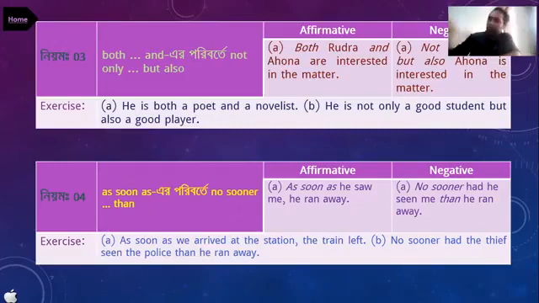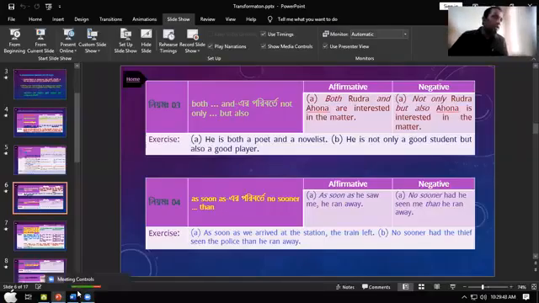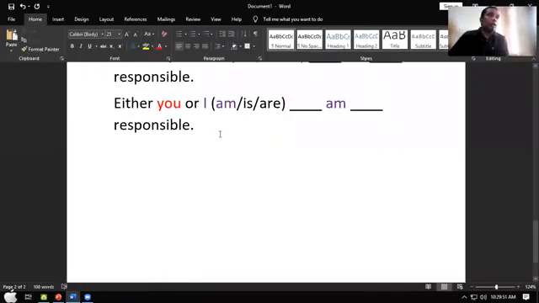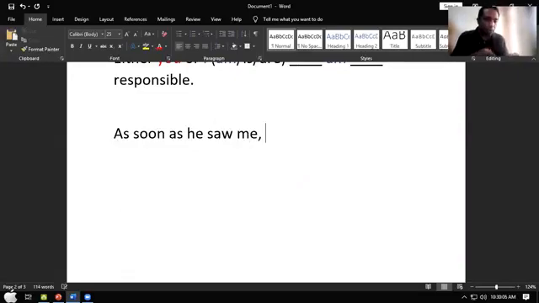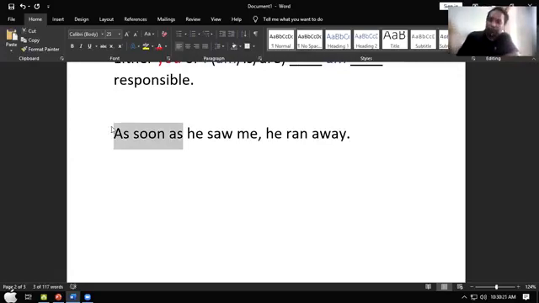Now here we need to learn one thing. Let us see what we need to learn. Let me write a sentence first. As soon as he saw me, he ran away. This is the core structure of a positive form, a positive structure, and that's not my problem.